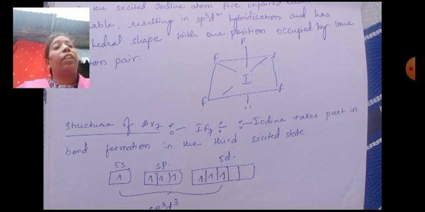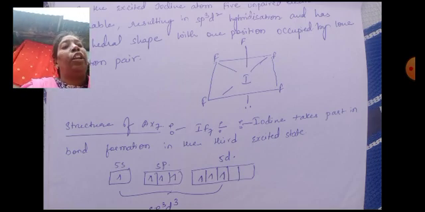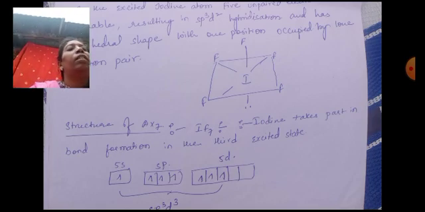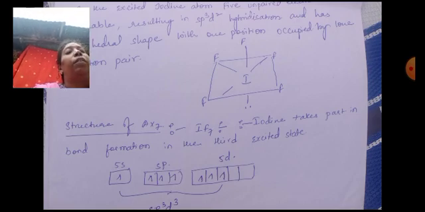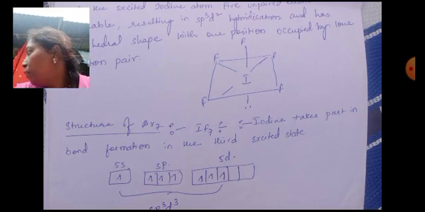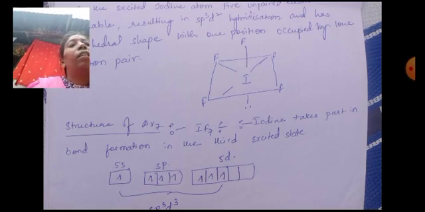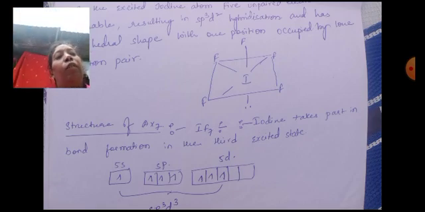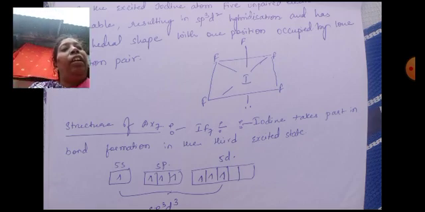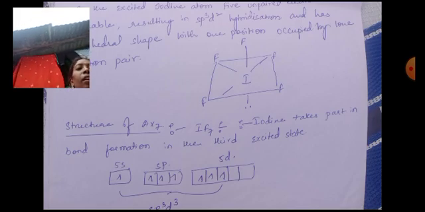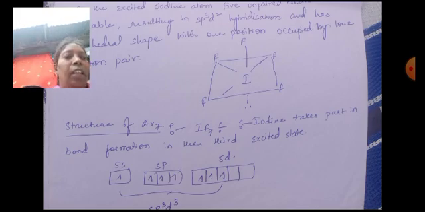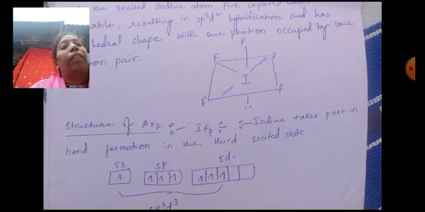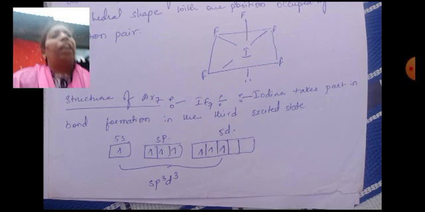So in the first excited state, one electron will jump into the d orbital. In the second excited state, one more paired electron will jump into the d orbital, d2. And in the third excited state, one more electron will jump into the 5d orbital. So here the involvement is sp3d3 hybridization. sp3d2 was the previous AX5 type, but here sp3d3 is the hybridization.